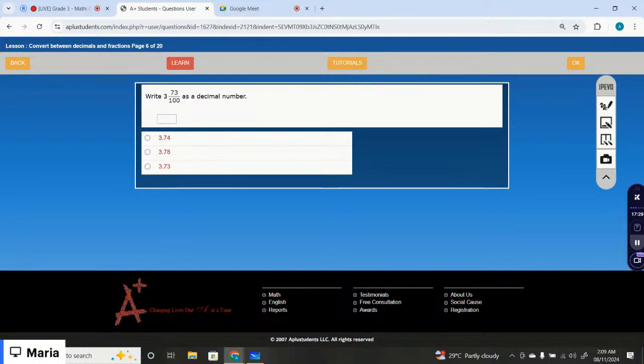Write 3 whole 73 by 100 as a decimal. So which is the correct option?